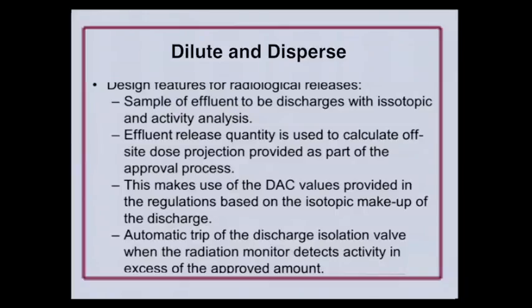Let me just give you the effluent is sampled, isotopic analysis is done, the activity analysis. The release quantity is used to calculate that off-site dose projection, as I just mentioned. It makes use of the DAC values that are published in the regulations for the specific isotopes, which are all geared toward, and if you recall, I think this was on your last test in 243, it's geared toward determining the total effective dose equivalent.